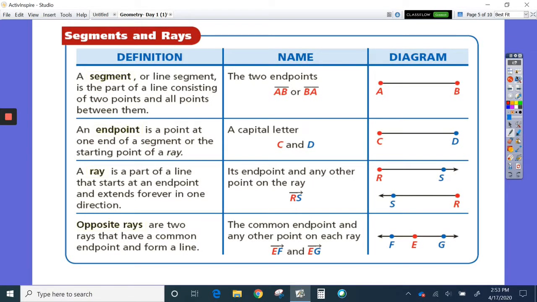Now moving on, there are different kinds of definitions within a line. So these are specific definitions within a line. So a segment. Literally, if I take a whole line and I chop it up into different subparts, from here to here or from here to here, these are called segments.